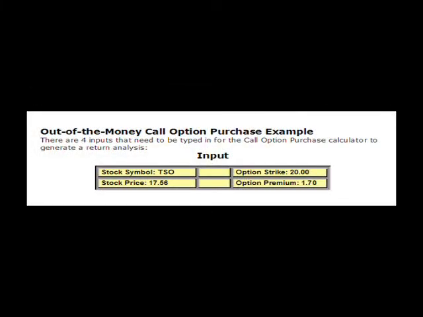To access the call option purchase calculator, log on to the member section of the Wealth Creation Alliance website and click Call Option Purchase. There are 4 inputs that need to be typed in for the call option purchase calculator to generate a return analysis. In this example, we want to type in stock symbol of TSO, stock price of $17.56, an option strike of 20, and the option premium of 1.70.